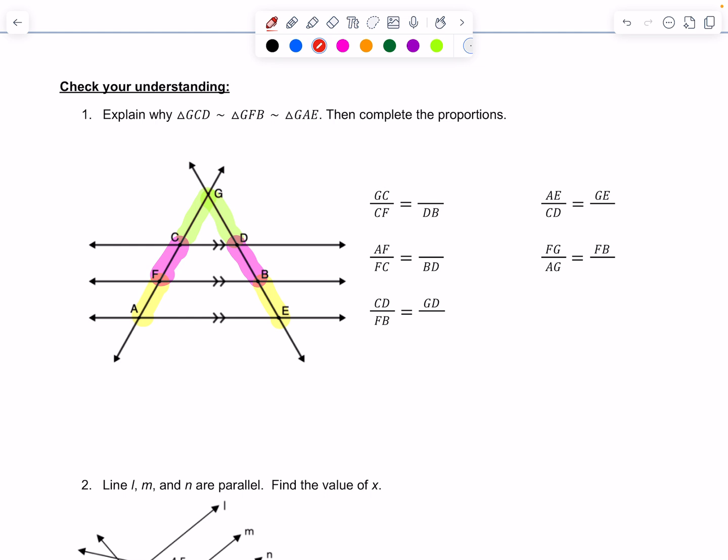So I'm going to finish these fractions on this side. GC over CF is equal to GD over DB. Then AF over FC is going to be BE over BD. CD over FB. All right, so CD over FB is going to be GD over DB. And then AE over CD is going to be GE over GA. Okay, and then finally we have FG over AG is going to be FB over AE. Just ignore my dog.